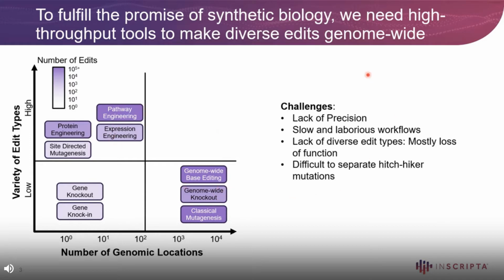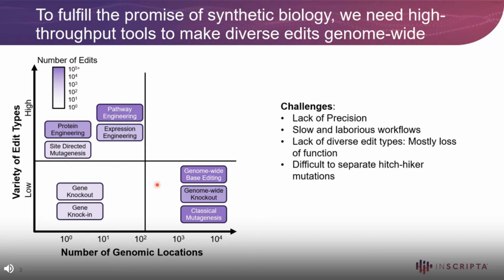If you look at a lot of the current tools that are available in the genome editing space, there's a lot of challenges. Very often they lack precision. There are slow and laborious workflows. There's a lack of diverse edit types. Mostly loss of function mutations are being introduced. And it's difficult to separate hitchhiker mutations from true causal mutations. And this is a classic problem for something like classical mutagenesis.